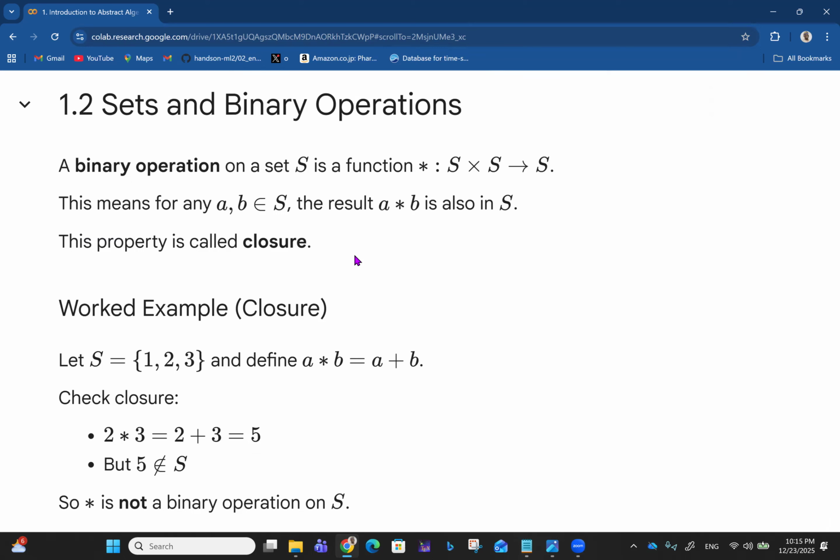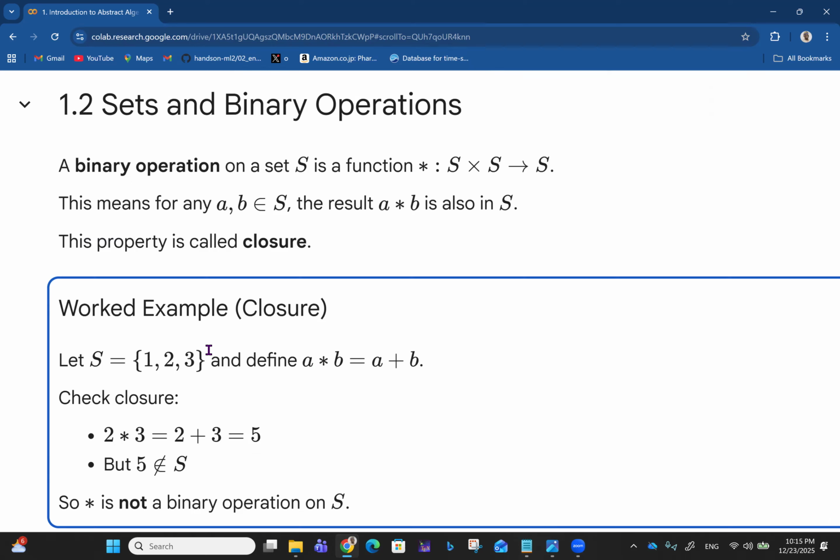So we have our first worked example here. Imagine you have the set S, which contains elements 1, 2, 3, and you define a binary operation a * b, which is a + b. That means this asterisk is an addition operation. We want to now check the closure. If you pick any two elements of this set and carry out addition on them, and the result you get is also in the set, then you can say that the operation is closed. But if not, the operation is not closed.